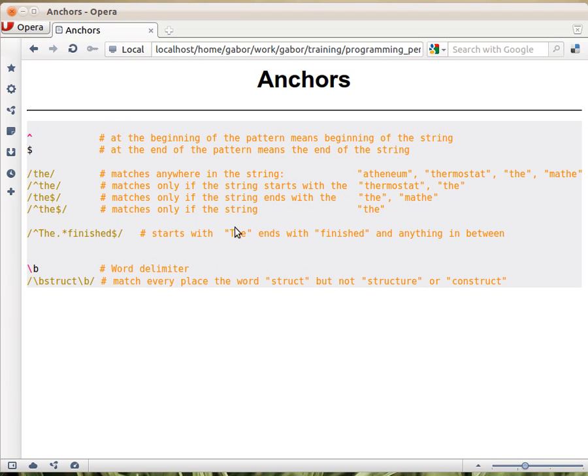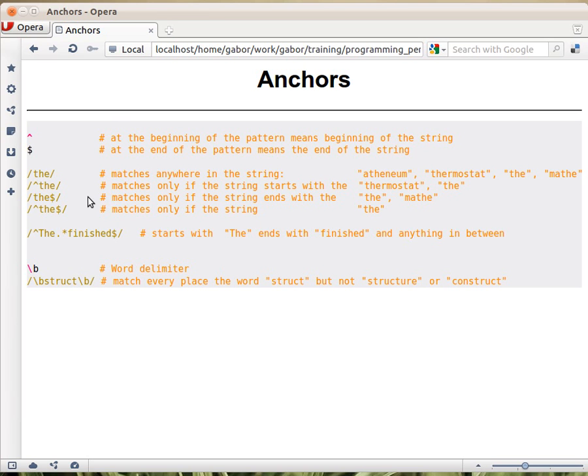Anchors. We have already seen the caret, which you can put at the beginning of a pattern, meaning that the pattern has to match at the beginning of the string. There's also the dollar sign. If you put it at the end of the regex, it means that it has to match the end of the string.